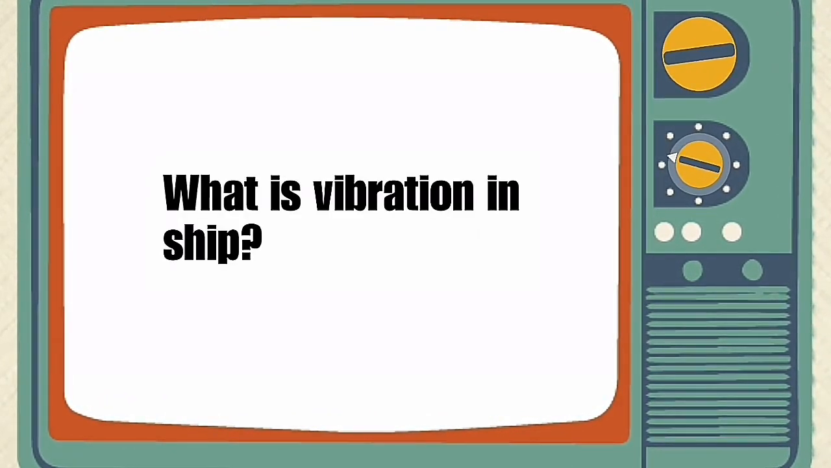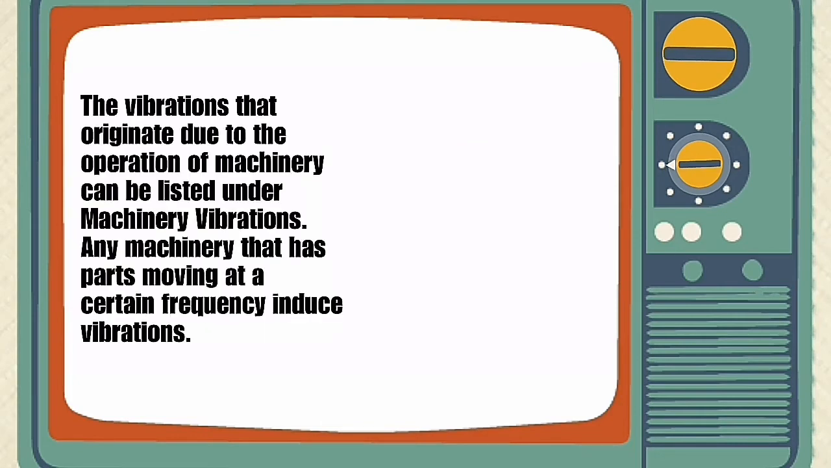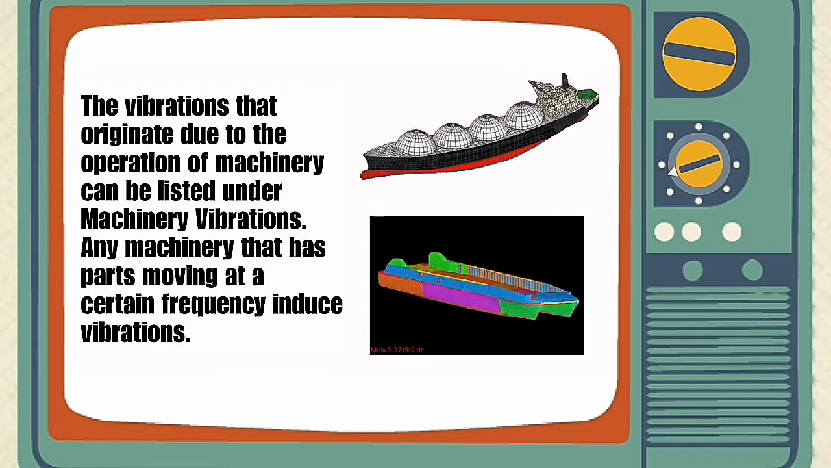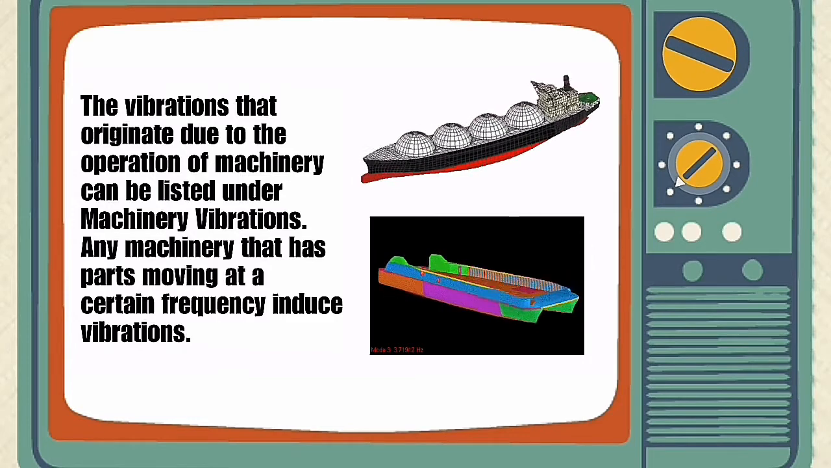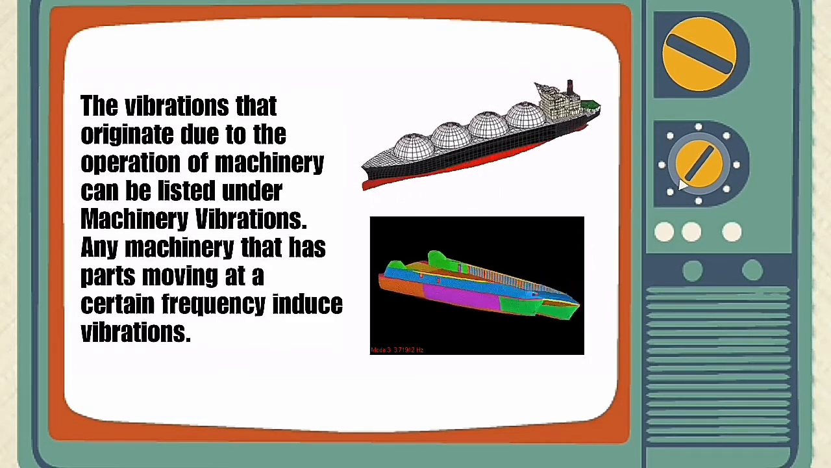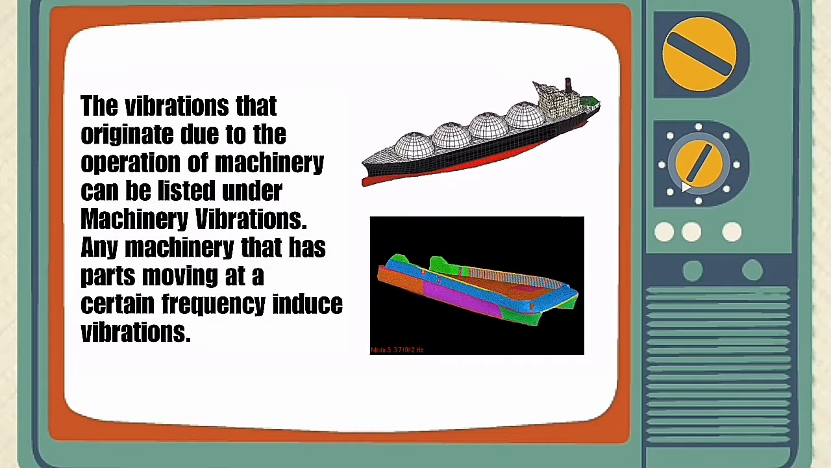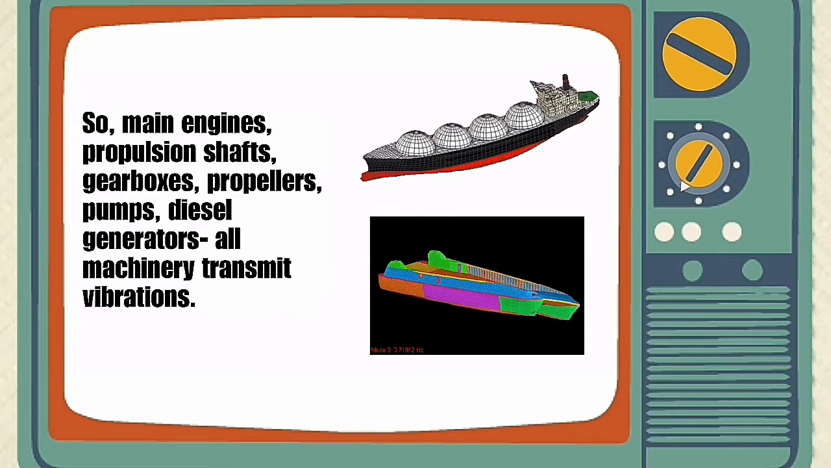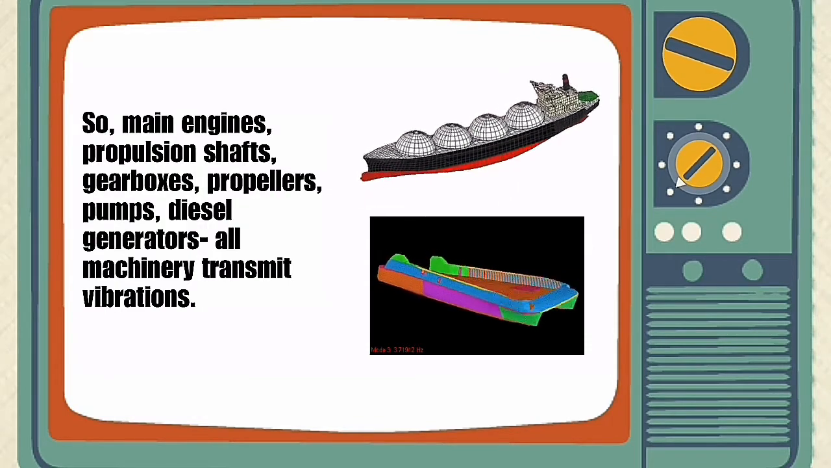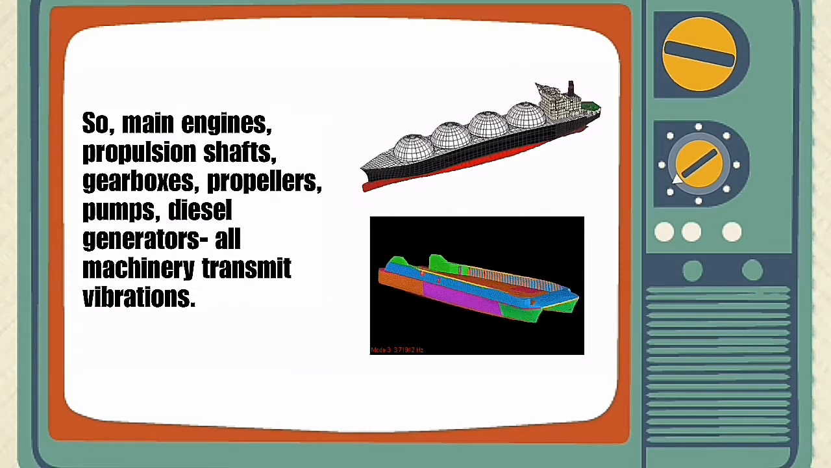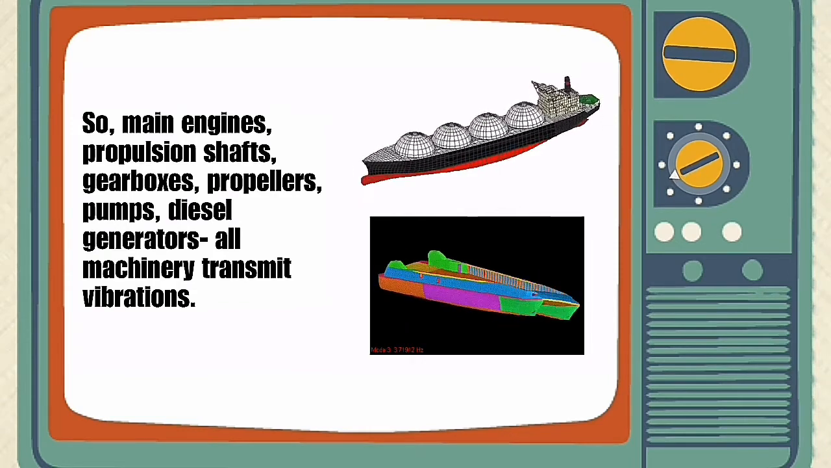What is vibration in ships? The vibrations that originate due to the operation of machinery can be listed under machinery vibrations. Any machinery that has parts moving at a certain frequency induces vibrations. So the main engine, propulsion shafts, gearbox, propeller, pumps, diesel generators, all machinery transmit vibrations.